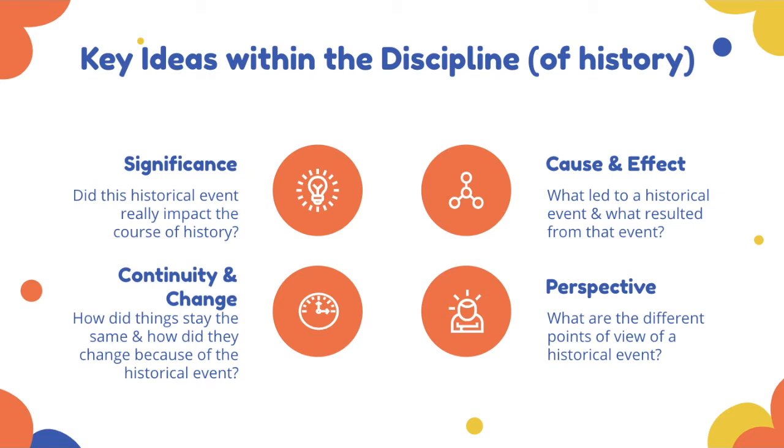Our third one is continuity and change. How did things stay the same and how did they change because of the historical event? And finally, our fourth one is perspective. What are the different points of view of a historical event?